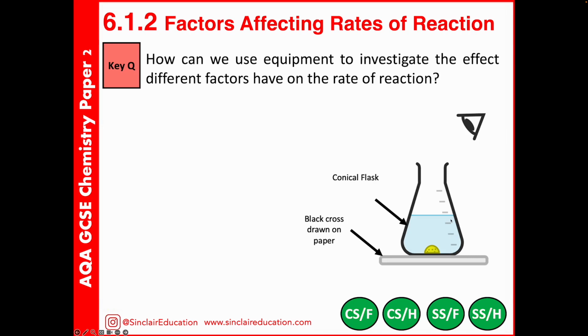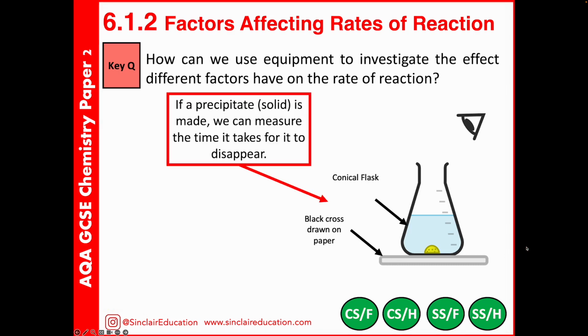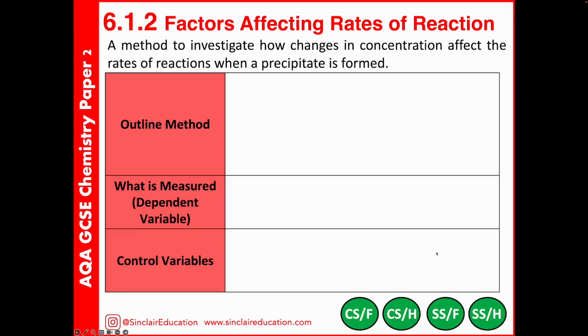An alternative method is we could use the black cross method. Now this only works if we're making a solid precipitate in our reaction. And so when in class we're doing this, it tends to be we are producing or using sodium thiosulfate. So in this reaction, a precipitate, which is solid, is being made. And with our independent variable, we can change like concentration, masses, temperature. But our dependent variable is we are measuring the time it takes for this black cross to disappear.